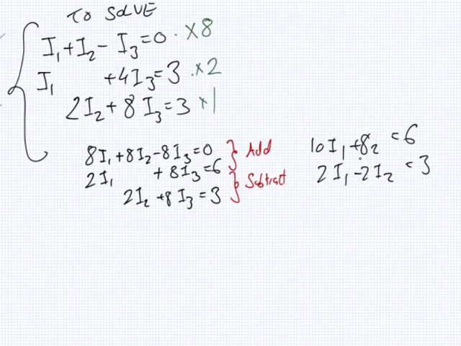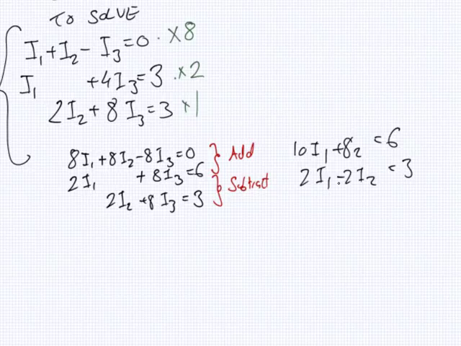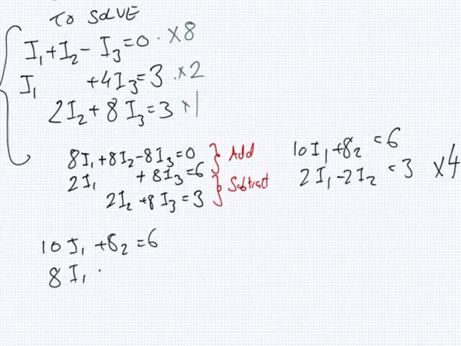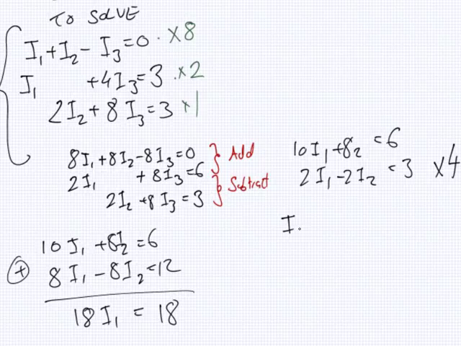What's the best way to solve this one? I will multiply this one by 4. Yes. So now I get 10i1 plus 8i2 equals 6. 8i1 minus 8i2 equals 12. Now, what do I do to solve here? I'll add them, yeah. So I'm left with 18i1 equals 18. So i1 equals 1.